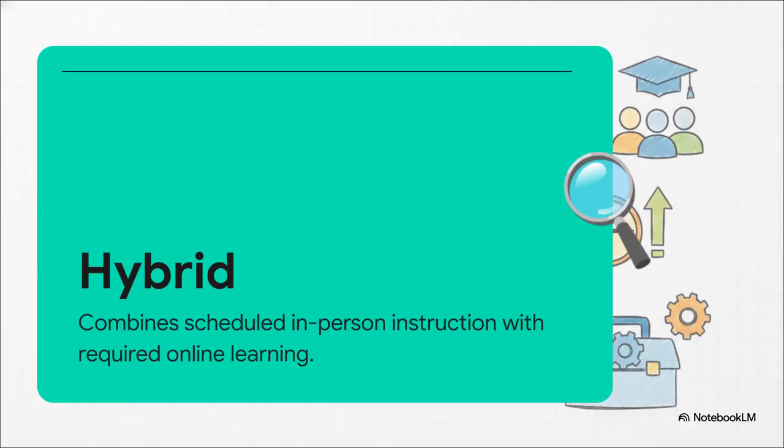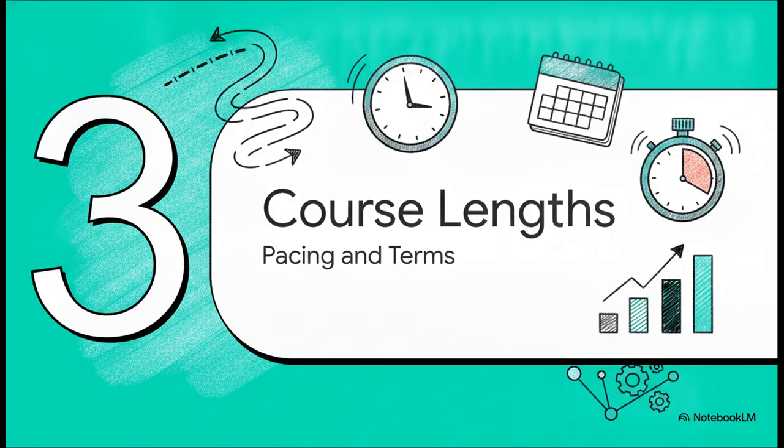Now, I want to specifically call out the hybrid modality here because it can be a little tricky. A hybrid course intentionally combines that scheduled in-person instruction with required online learning. So the crucial point to remember is that it's a structural blend. Online work officially replaces instructional time that would normally happen in the physical classroom. That online portion might be asynchronous work, or it could be scheduled synchronous meetings, but it is explicitly replacing traditional seat time.